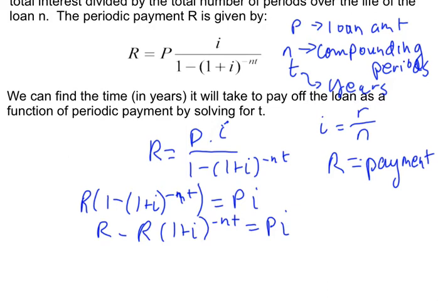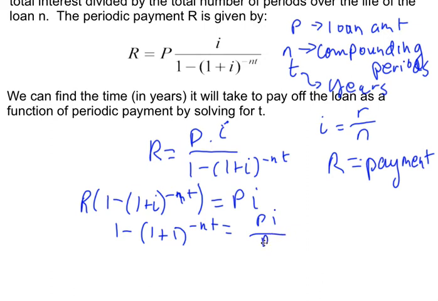Oh, I think I'm going to go a little bit of a different direction. Rather than multiplying that through, I think I'm going to divide both sides by R. I think it will be easier in the end. What I did was not wrong, it just might take me longer. So I'm going to divide both sides by R. That gives me 1 minus (1 plus I) to the minus nt equals PI all over R.